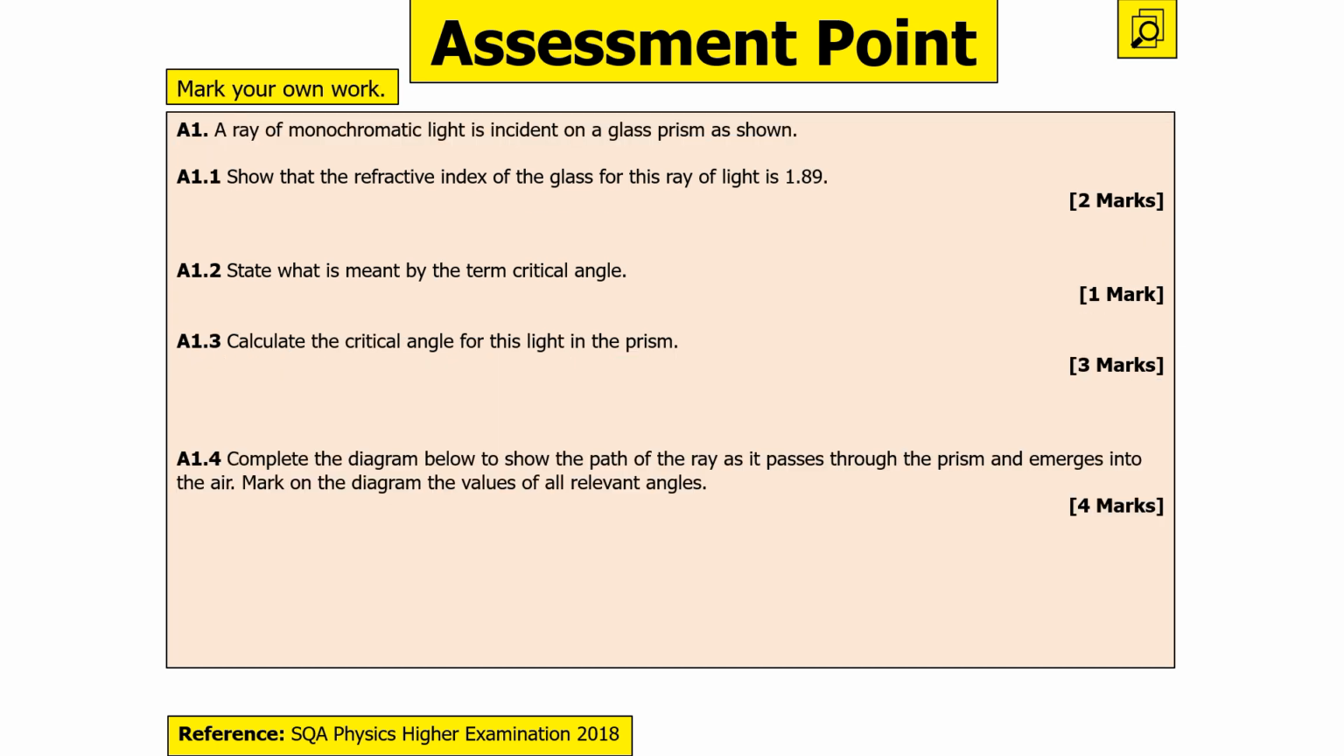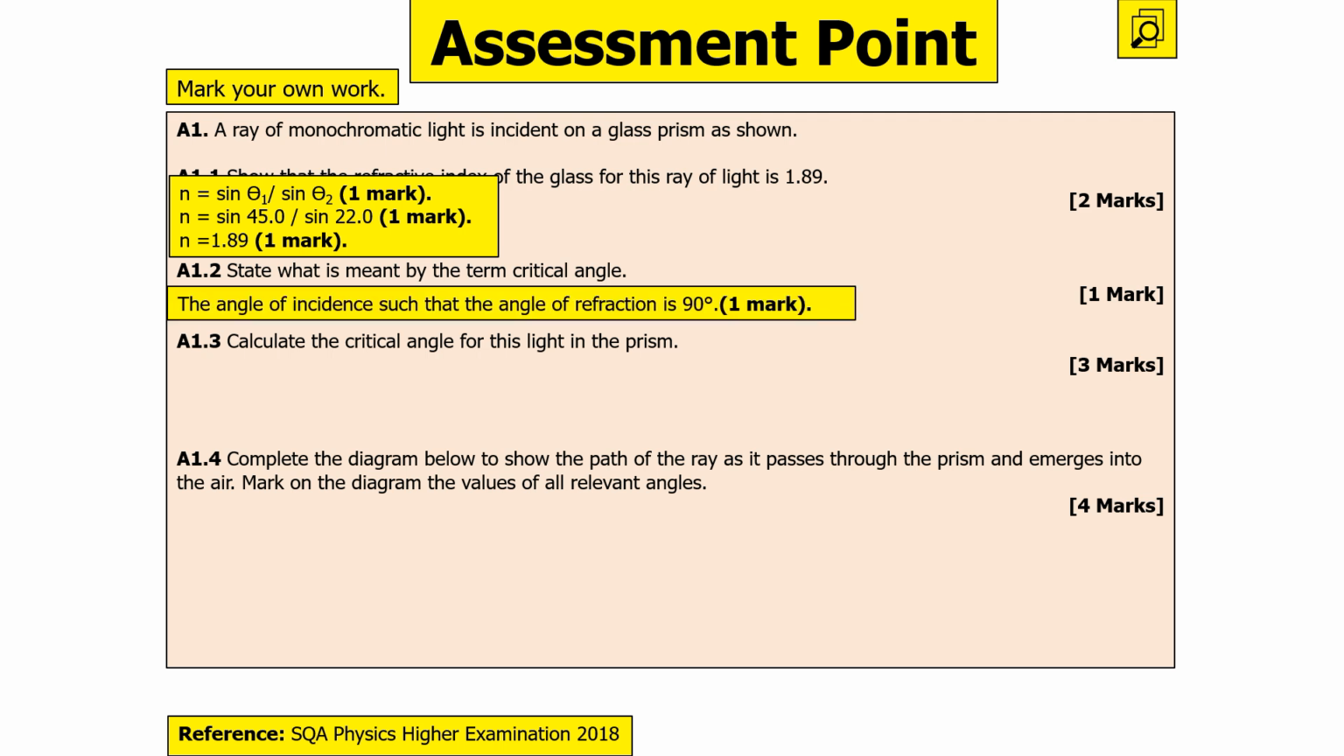In this first one, we say n is equal to sin theta 1 over sin theta 2, pop in the values, n equals 1.89. The critical angle is the angle of incidence such that the angle of refraction becomes 90 degrees. We know that sin of the critical angle is 1 over n, or 1 over 1.89, so theta equals 31.9 degrees.